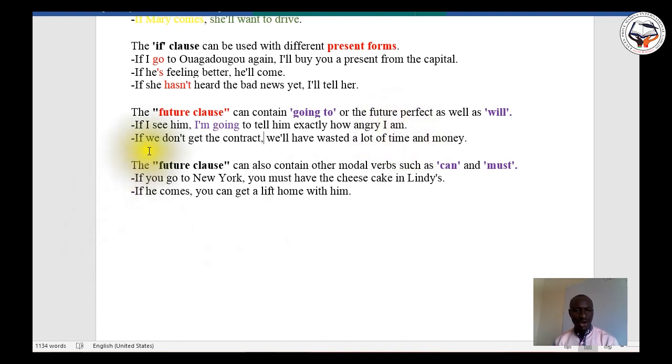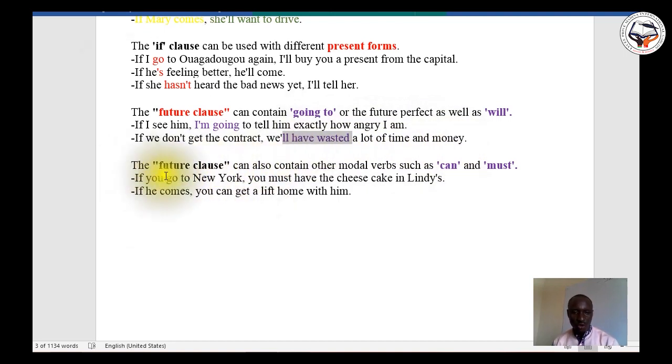Now we go ahead with another example. If we don't get the contract, we'll have wasted a lot of time and money.